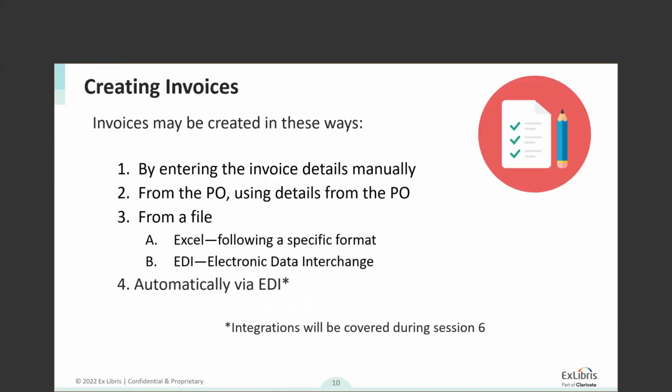So we could create invoices in Alma different ways. We could enter the invoice details manually. I'm going to show you that. We're going to invoice from a purchase order, so that uses details from the PO. I'll show you that as well. You can manually import a file, whether it's in Excel or via EDI, electronic data interchange, using that standard. Or you could automatically import invoices via EDI, and that's something we'll cover next week when we talk about integrations.